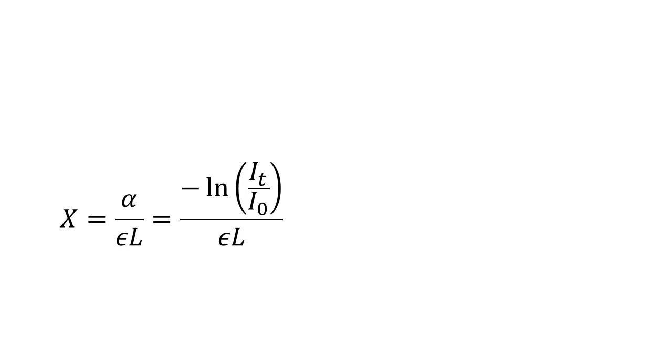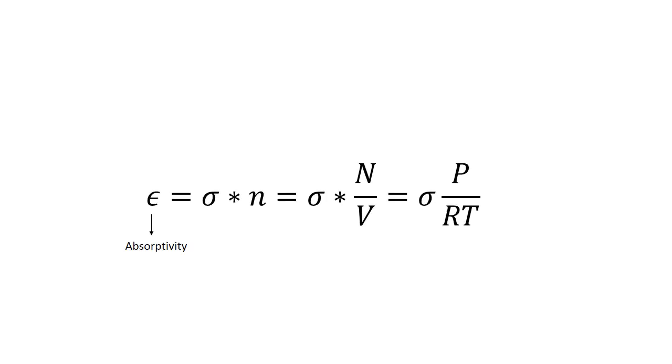The second change I need to make is that, at least for combustion problems, I don't know where to find the absorptivity of any of my combustion species. So I need to replace absorptivity with a thing called the absorption cross-section. And those two things are related like this.